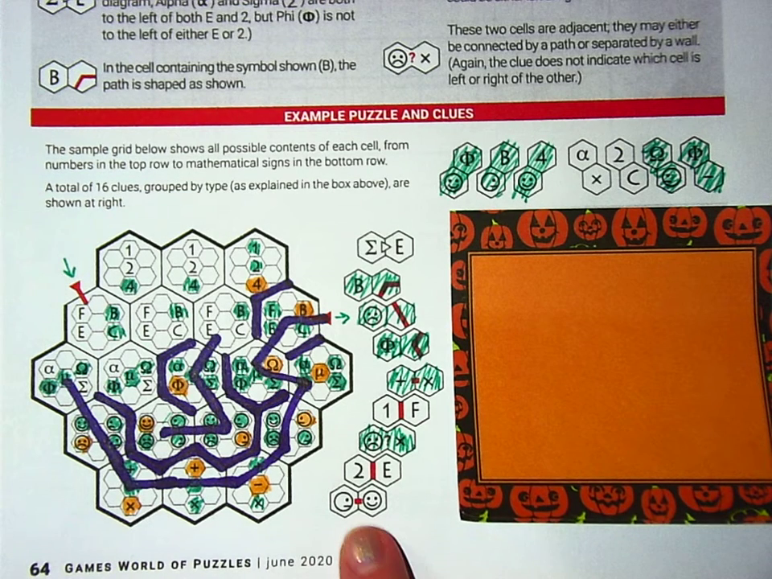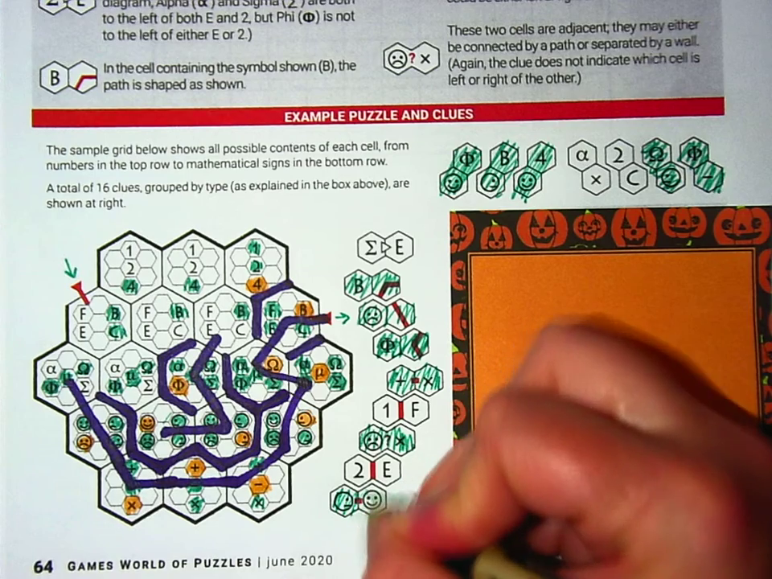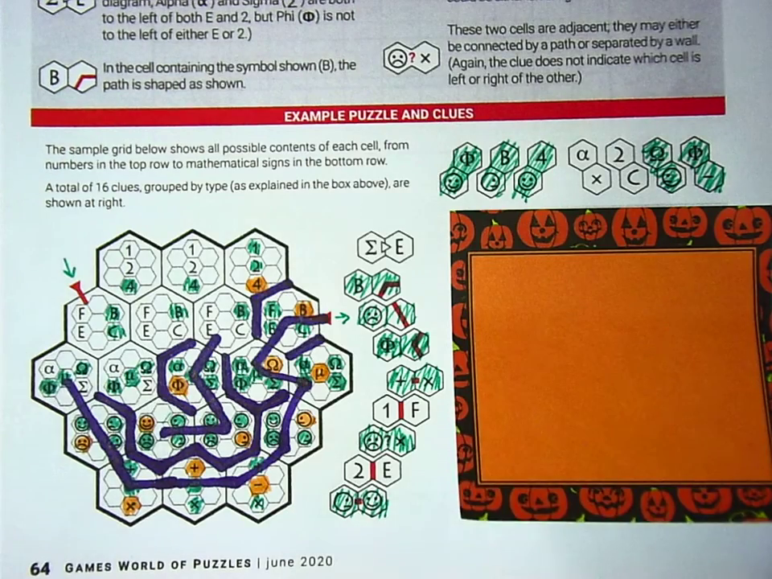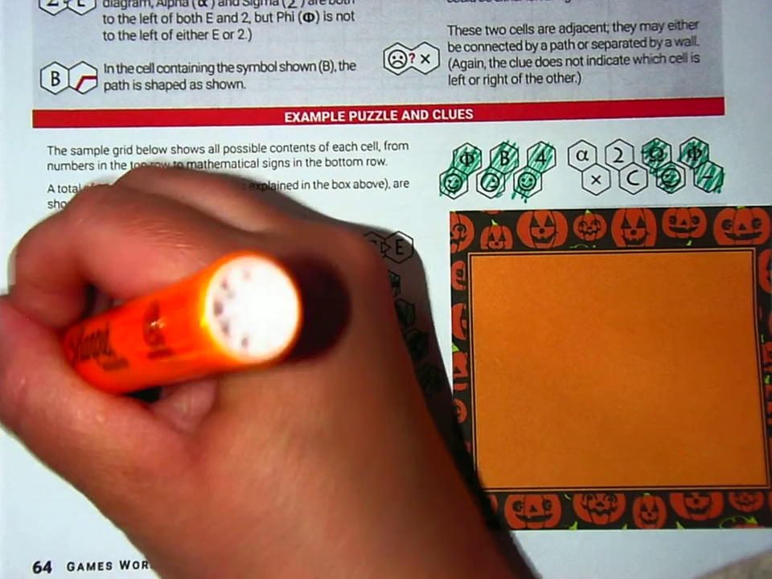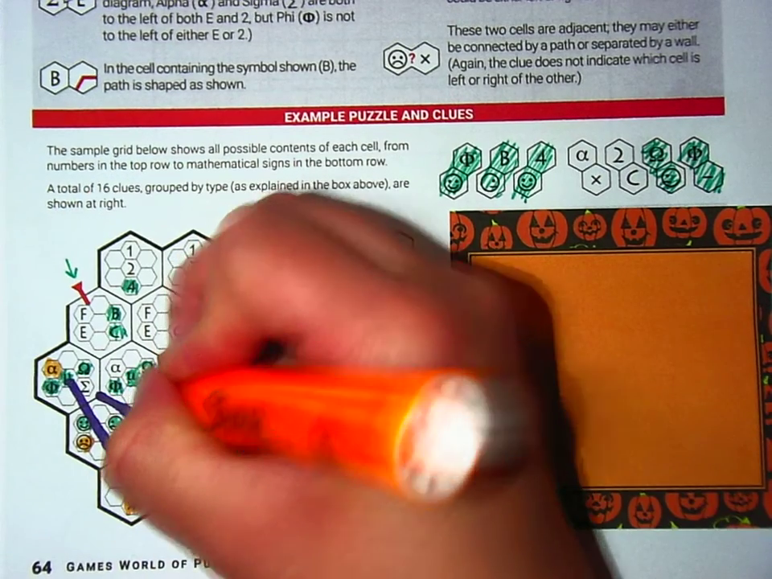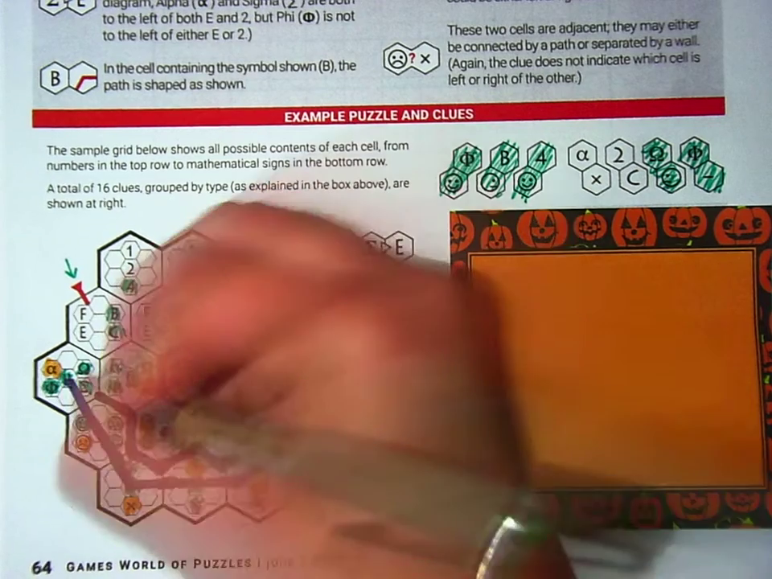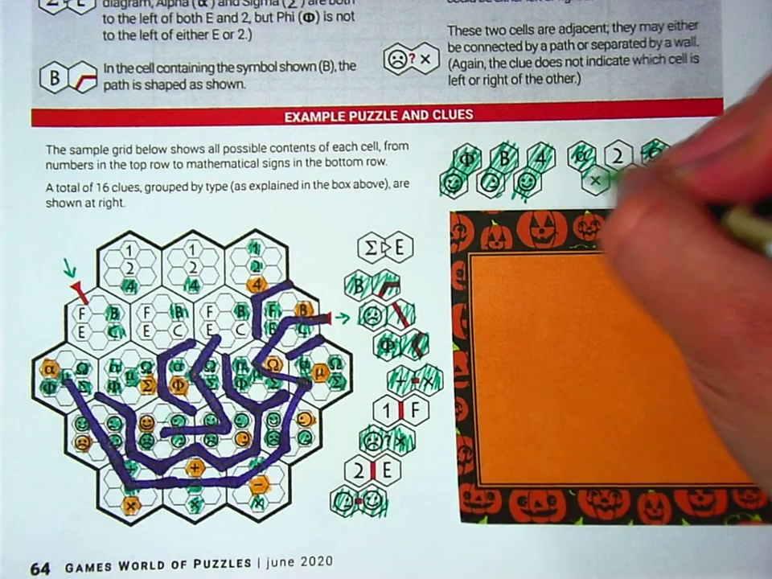So let's see, I knew that that was connected to that one, and that one's done. Next I've got alpha and X. Well, I know where X is, so now I know where alpha is, and where sigma is. And that was from this clue right here.